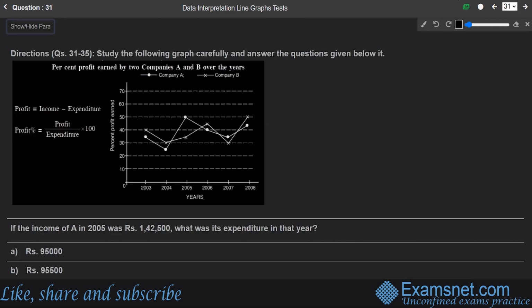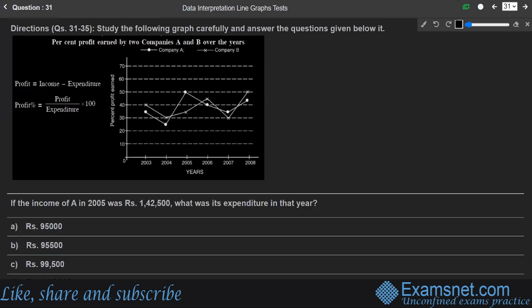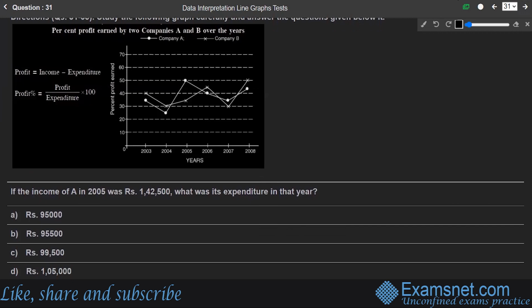Now, we have got a different line graph for this very question. Let us read the question. The question is that there's a line graph given. In that line graph, we are supposed to study the data first. Data says percentage profit earned by two companies A and B over the years, where the company A is represented as filled circle and company B is represented by a cross.